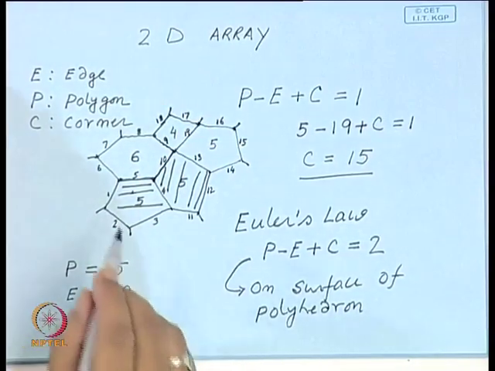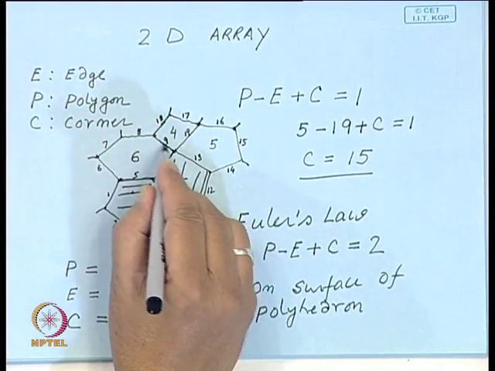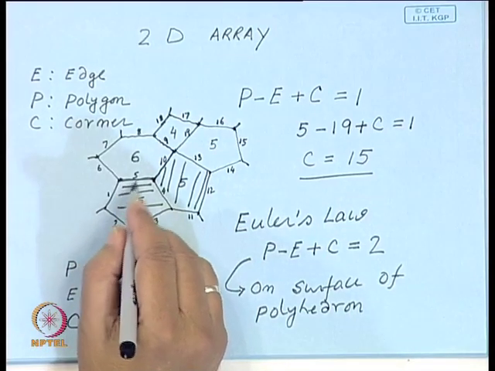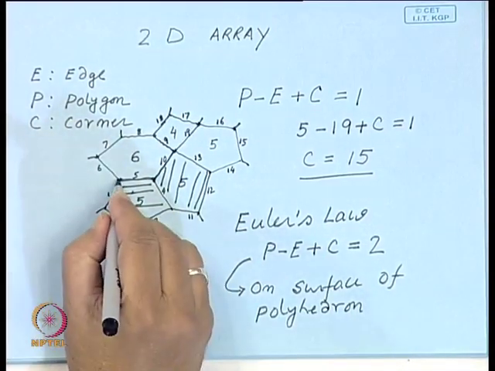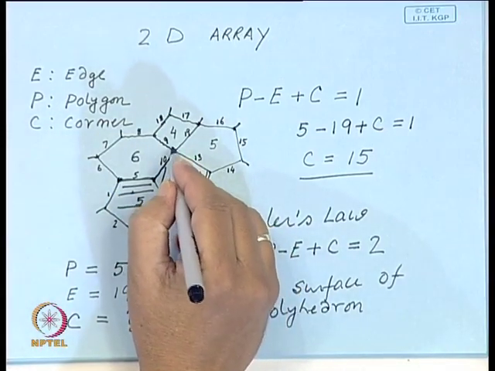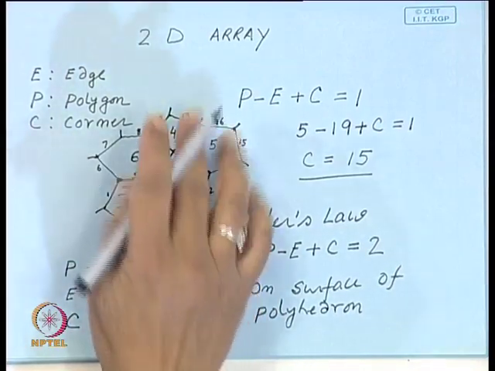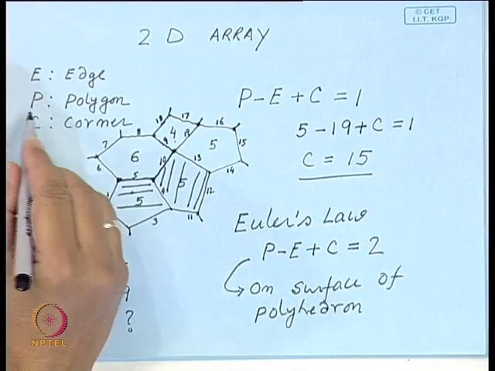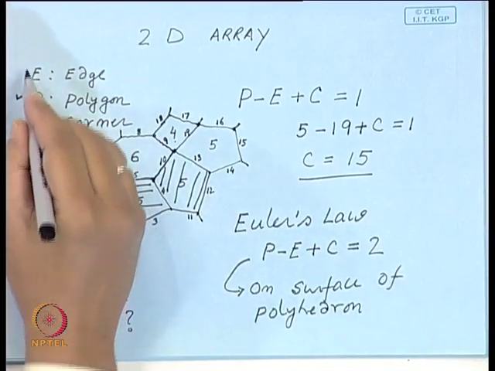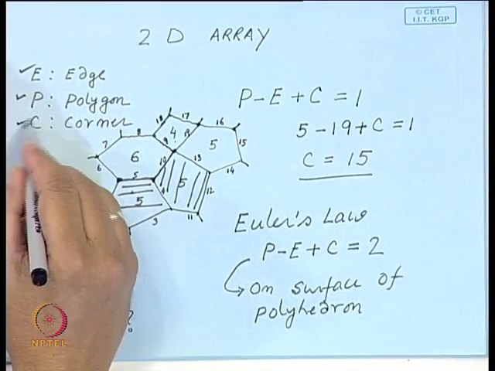Now, when you do this packing, you also generate, apart from edges, a number of corners, where 3 or more than 3 grains meet. Like here, 3 grains are meeting. Similarly, there may be places here where 1, 2, 3, 4 grains are meeting. So, in this figure, you have a number of polygons, that is P, you have a certain number of edges E, and you also have a certain number of corners.